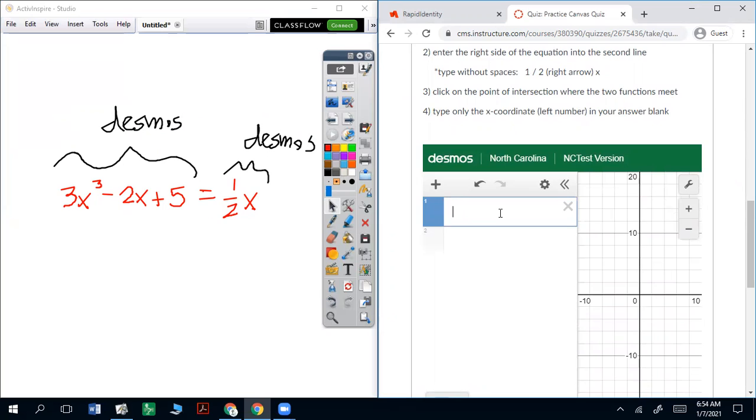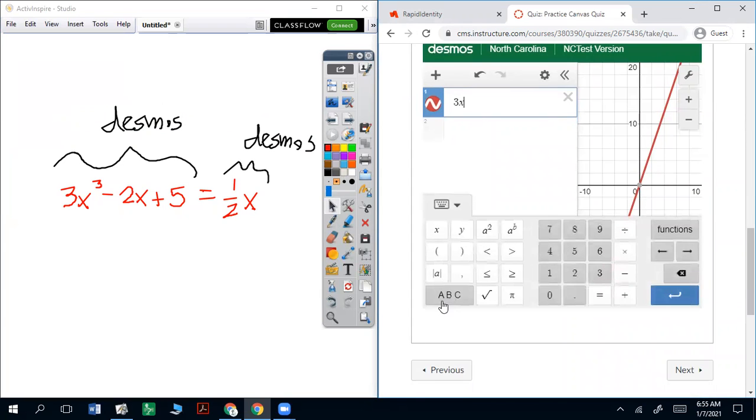So to get 3x cubed, I do 3x and to raise to a power, I'm going to hold down shift and hit 6. Shift 6 is going to give you that caret symbol, and that's going to allow you to put a 3 in the exponent. You can also use your keypad down here, hit the A to the B, and do the 3 as well. Hit the right arrow, get back to the main line and do minus 2x plus 5.